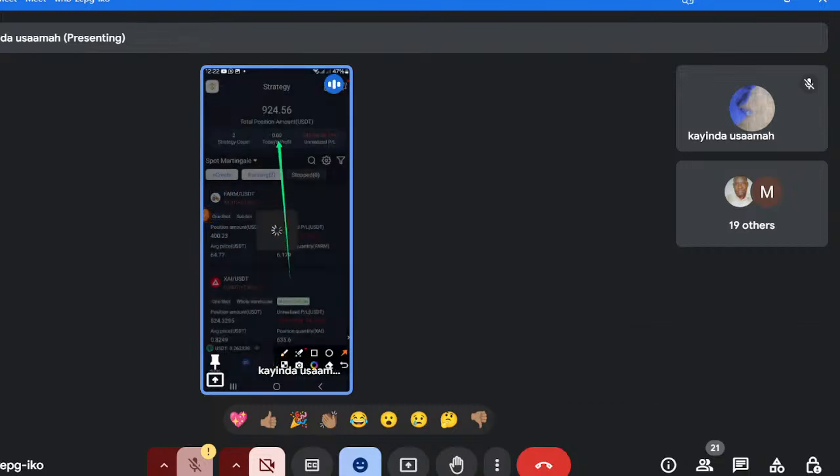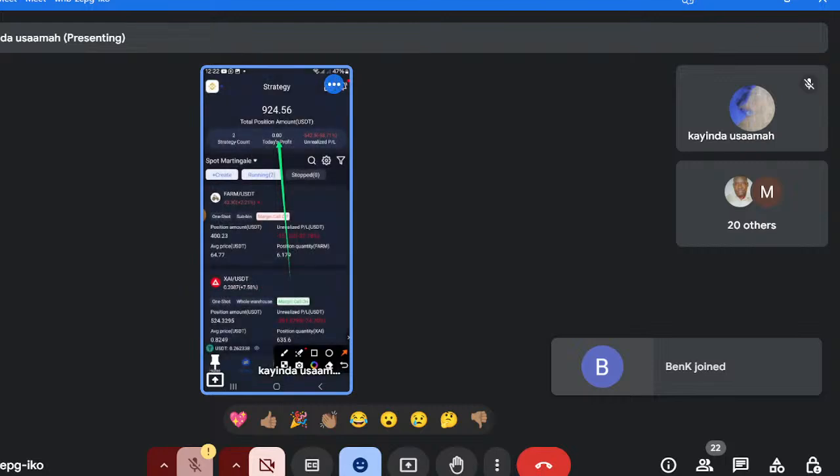Then another option is showing today's profits, the amount of money you have made today as profits. RoyalQ is going to show you that money from there.